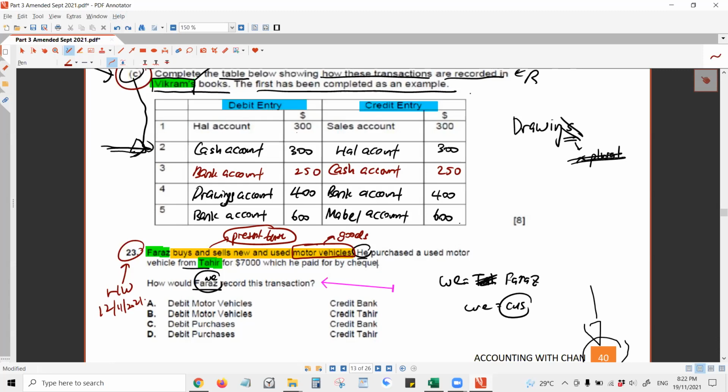Now, he purchased used motor vehicle from Tahil for 7,000, which he paid for by check. Can the answer be B or D? No, they say he pays by check. Answer is either A or C.